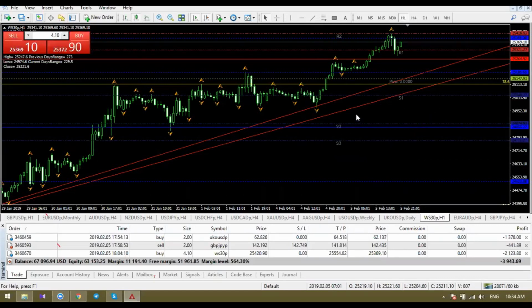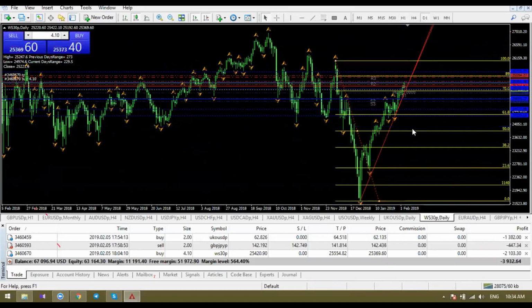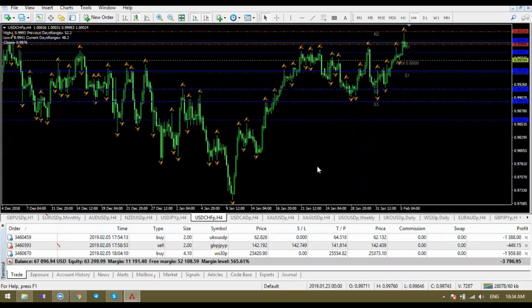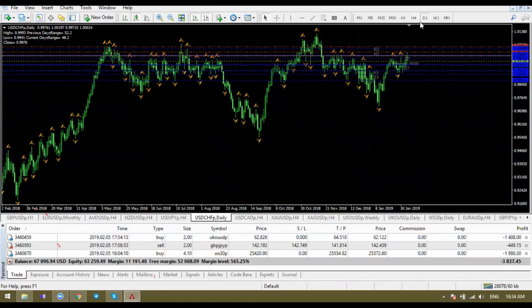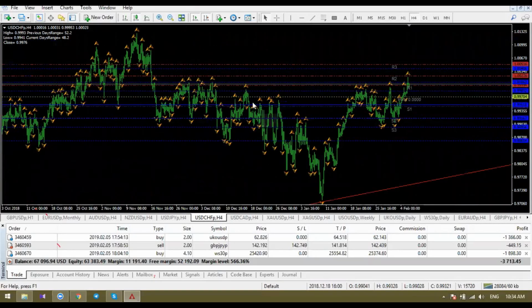You see, the trend line that you want to draw in the time frame of 1 day, draw your trend line like this. This is my daily. This is my daily trend line.